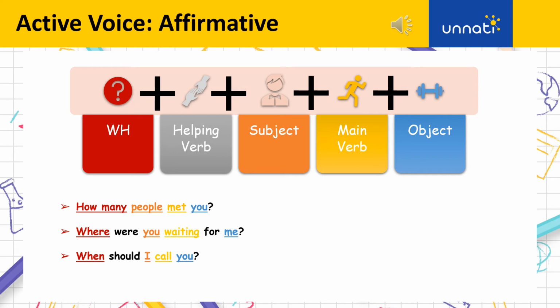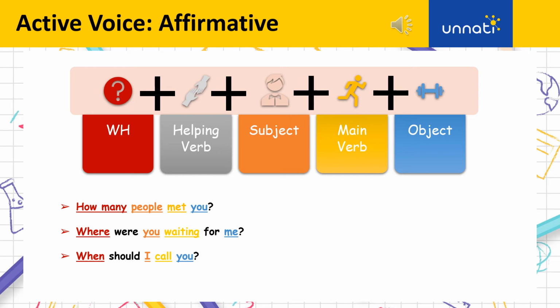How many people met you? Now in this sentence, how many is the question word, people is the subject, met is the main verb, and you is the object. Now notice here, there is no helping verb. I have mentioned already that a helping verb is not really essential for every sentence, right? So this is a sentence without a helping verb. Let's look at the next example.